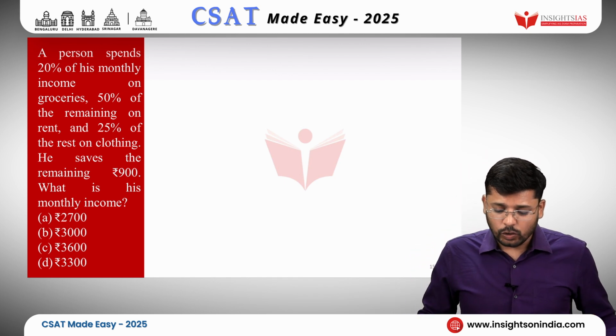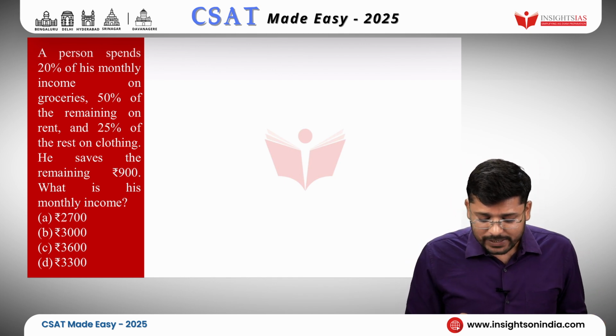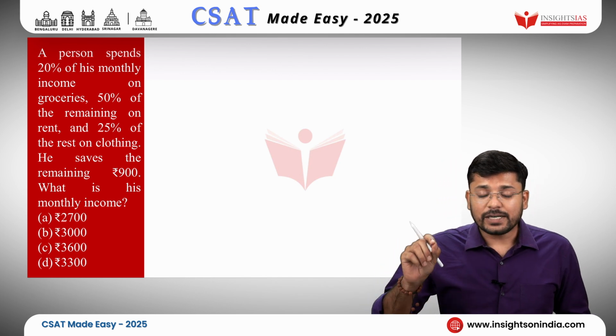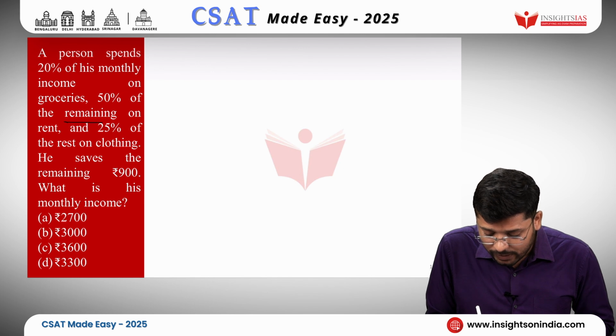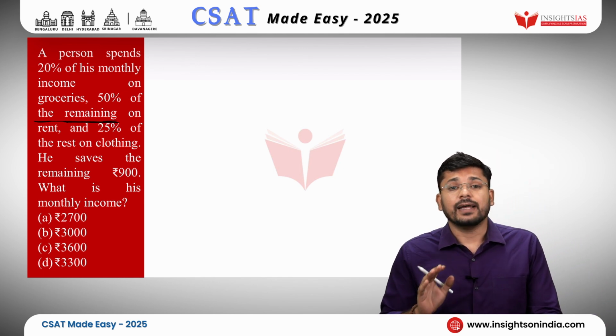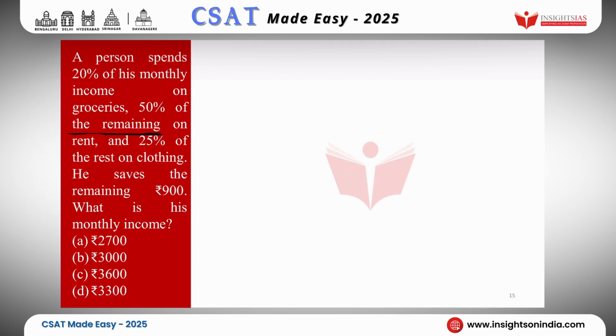Why? Look at the wordings. A person spends 20% of his monthly income on groceries. Okay. 50% of the remaining. It is not 50% of his salary. 50% of the remaining on rent and 25% of the rest on clothing. The rest. 25% of the rest. It is not salary. The 20% was his monthly income. Yes. But look at 50% and 25%. They are not 50% and 25% of his salary, but of the remaining amount.